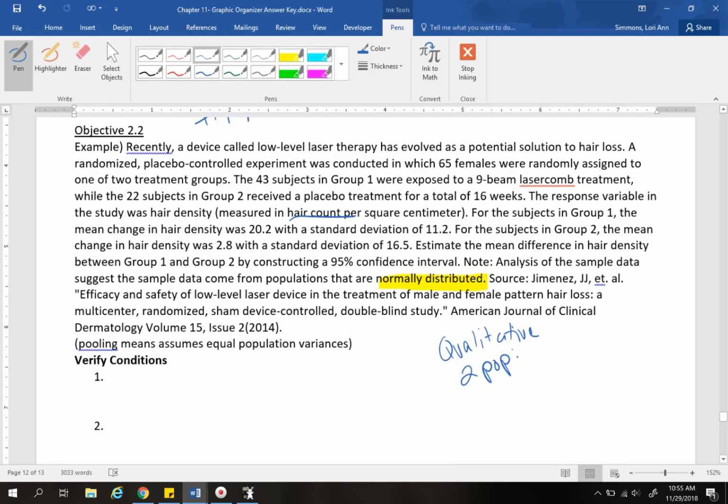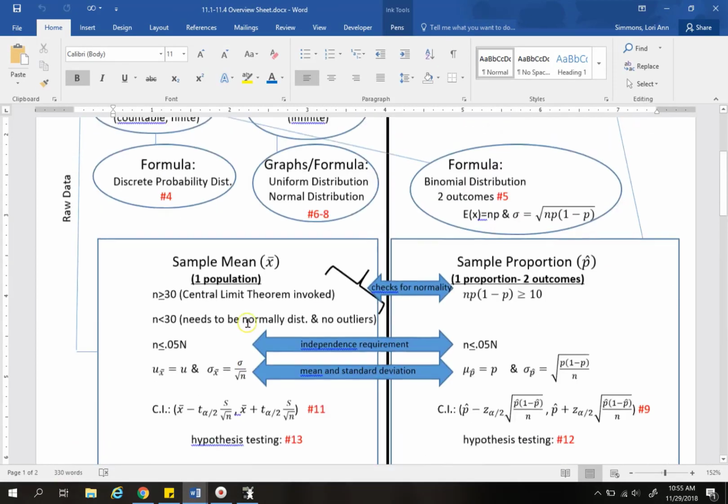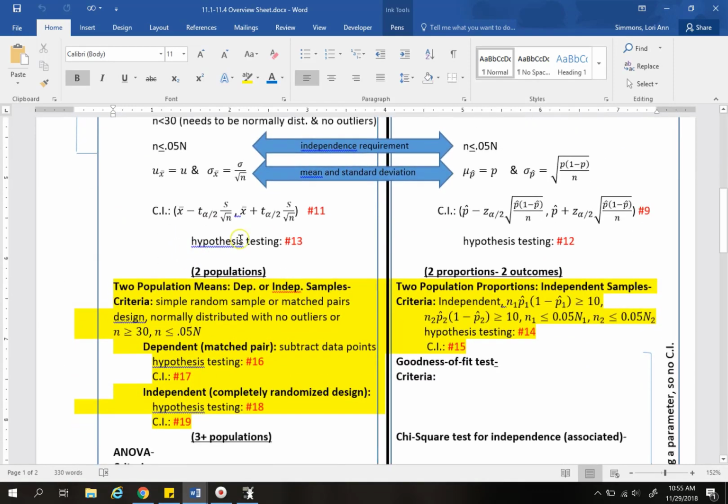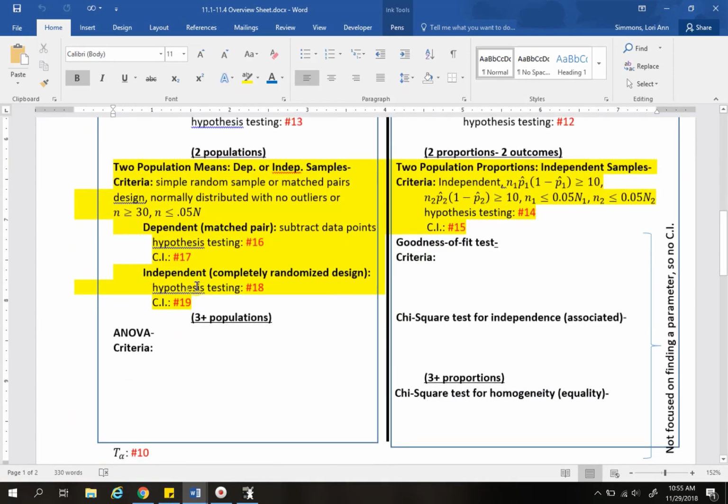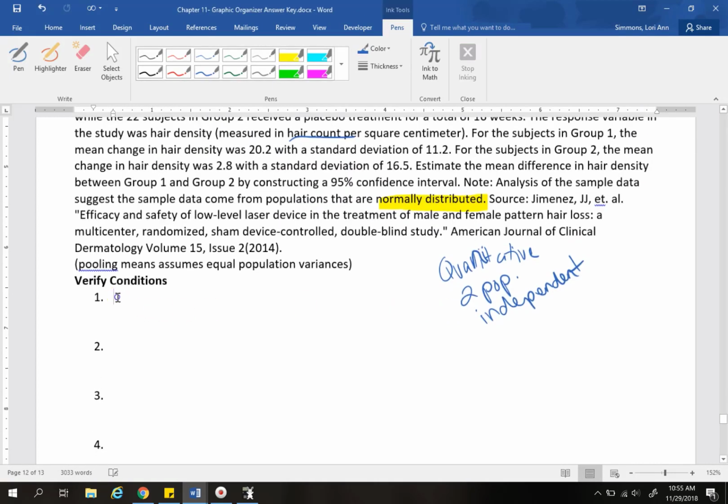Next, independent or dependent. So is the person in group 1's hair going to depend on the person's hair in group 2? No, so that means it's independent. Oops, sorry, this should be quantitative. I said one thing and wrote the other. Let's go to our overview sheet. Quantitative, go to 2 populations, and then go to independent. And we're going to be working with confidence interval, so that should indicate number 19 that you need to use.